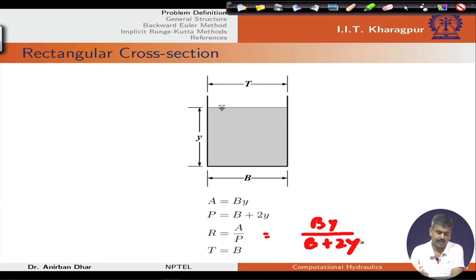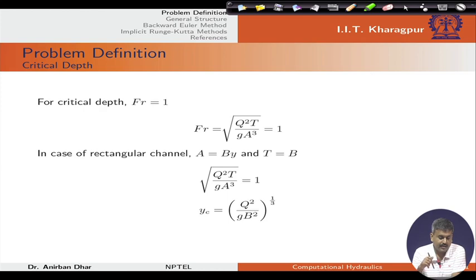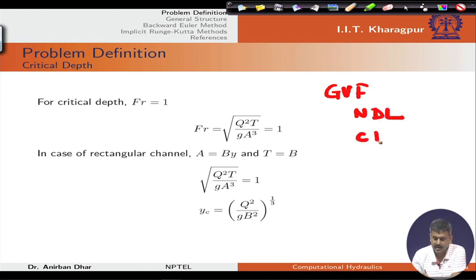Now, in this case R is again a function of y. For given b, your flow depth can vary, so R is a function of y. In this case we can find out the critical depth to define the GVF profile. We need the level for NDL, which is the normal depth line, and the critical depth line. The critical depth line corresponds to Fr equals 1, and the normal depth line we can find from Manning's equation.